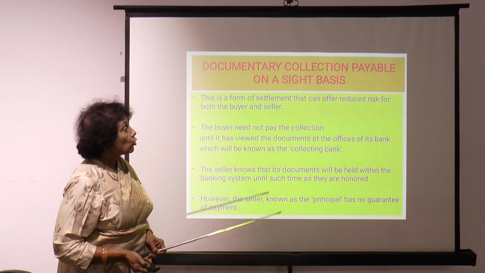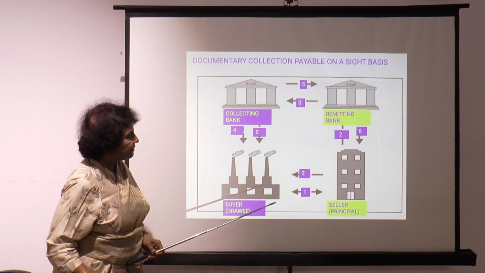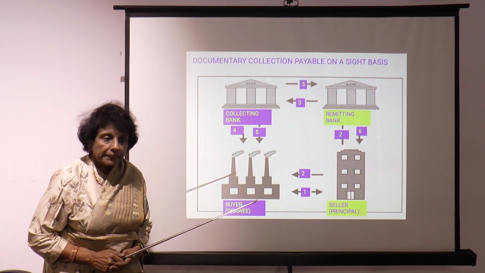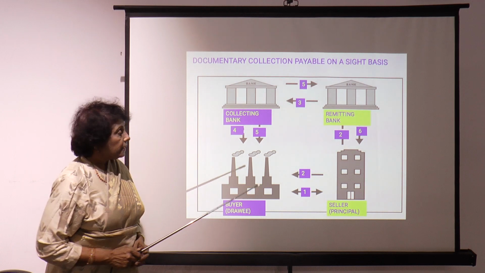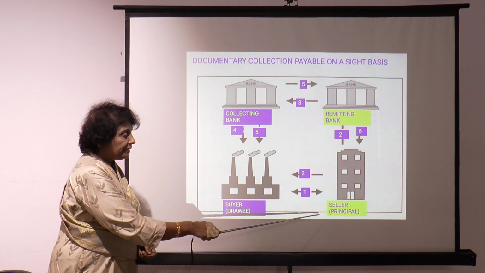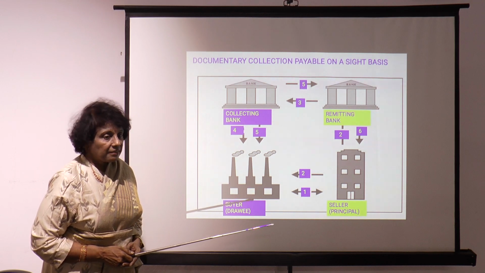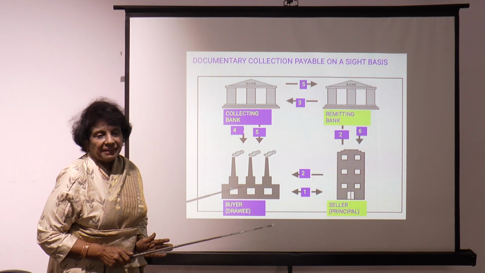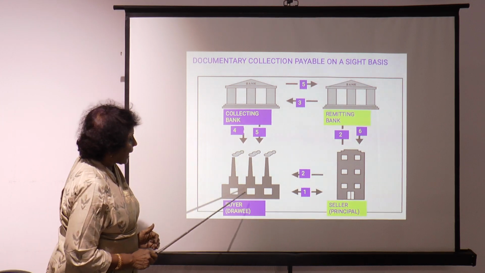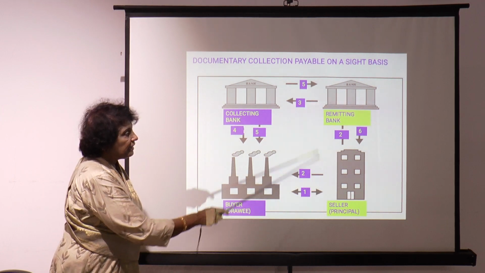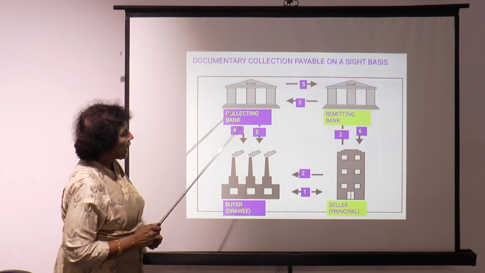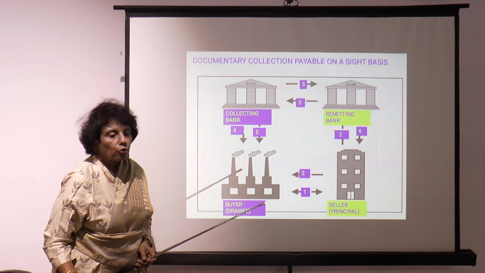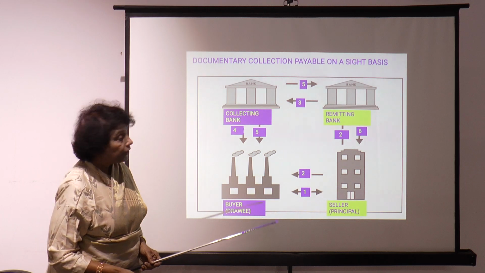So let's see how documentary collection works on a sight basis. Here is the buyer, also known as the drawee. The seller is generally the drawer of a bill of exchange, but in this collection basis, we call him the principal. This is the collecting bank, and the seller's bank is known as the remitting bank. So we have a collecting bank, a remitting bank, the seller known as the principal, and the buyer known as the drawee.